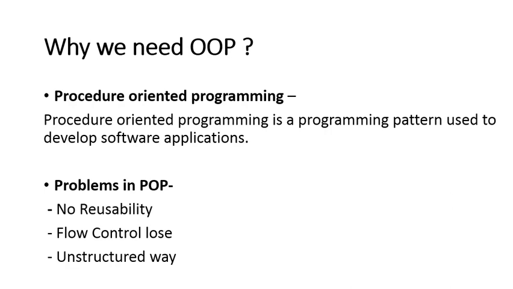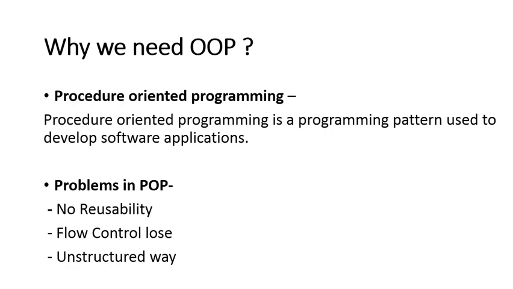The next one is flow control loss. When you write 10 lines of code, you can control what type of flow will occur in the code. But when you write 800,000 lines of code, the flow of the code will be lost. So this is one more limitation in procedure oriented programming.